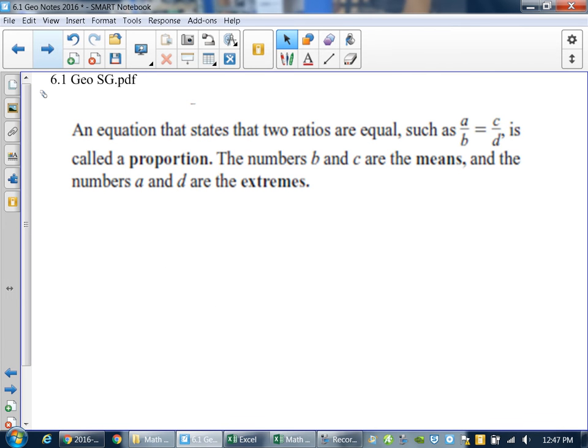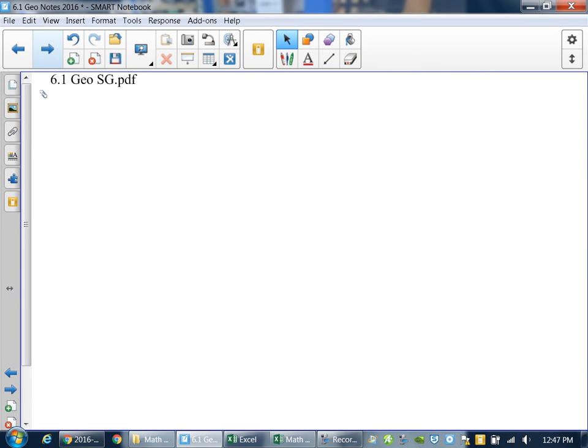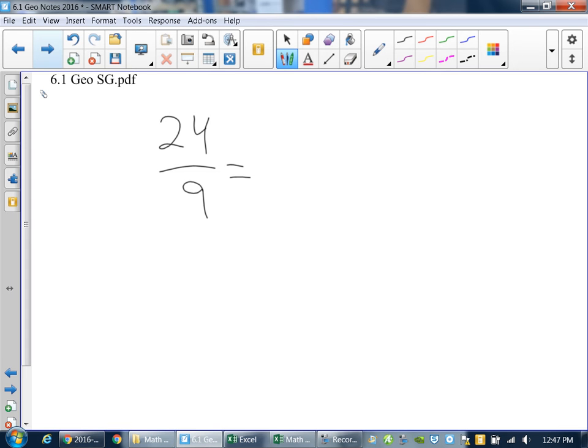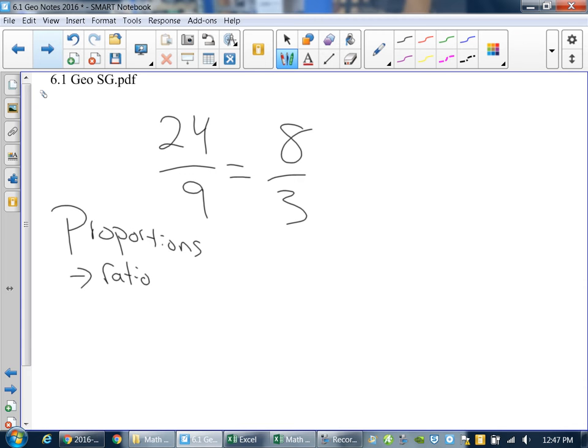So what happens then is that you get ratios like we just did. What was it, 24 to 9? And when you simplify it, you create what's called a proportion. Proportions are ratios that are equal to each other. That's it.